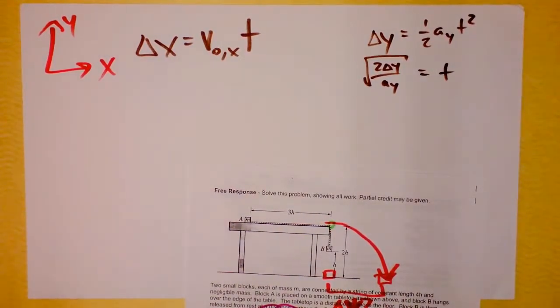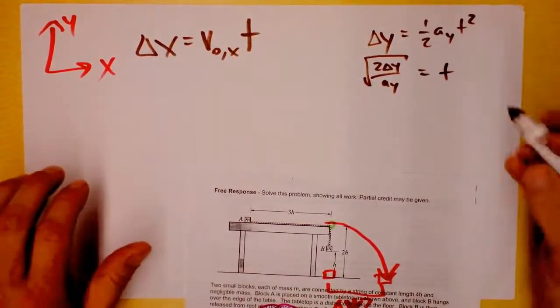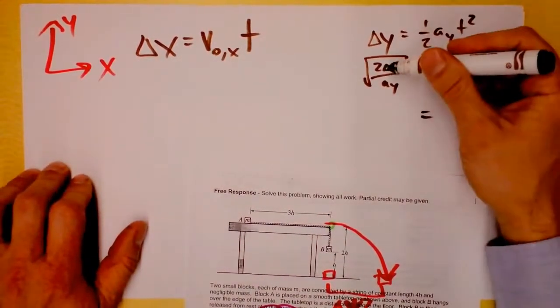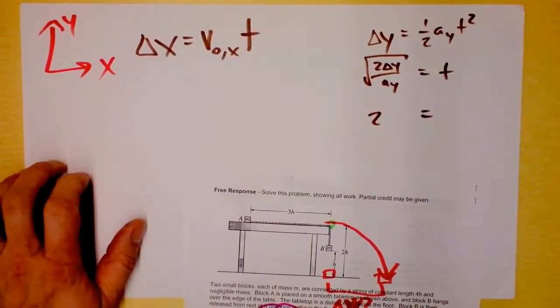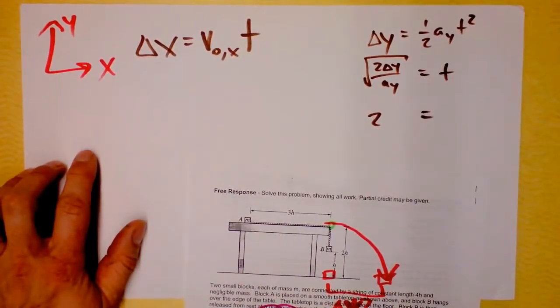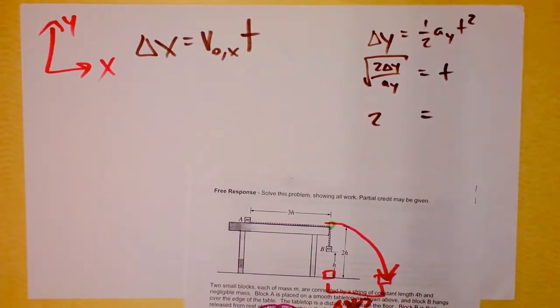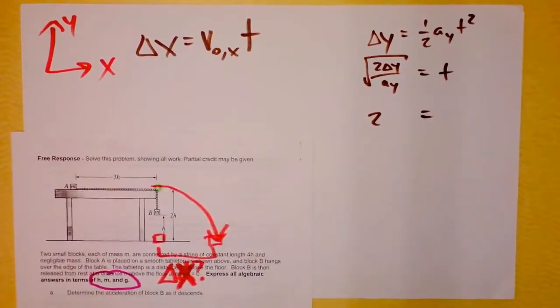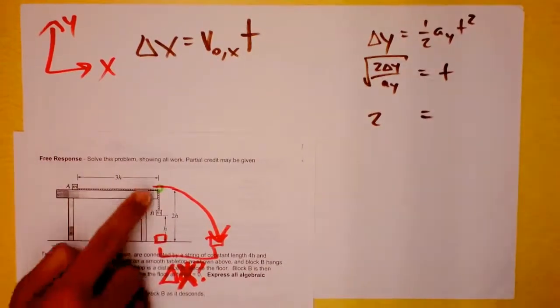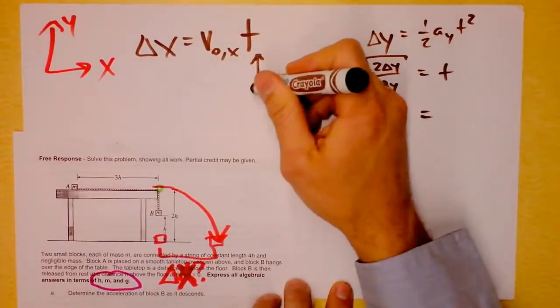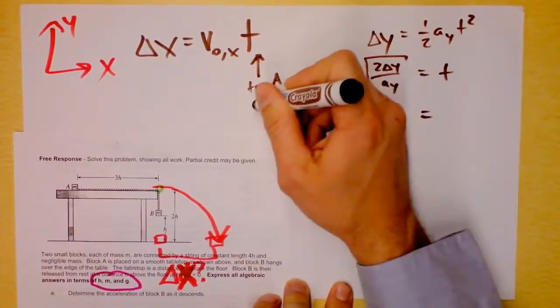We want to be careful because we have a different problem. It's definitely not the same. Okay, so AY is G, so I got 2 times, and what's delta Y? Negative 2H. What we're asking is how far block A falls. It's fallen 2H, because the height of the table is 2H, and it goes 2H from there down. This time is the time that A falls.